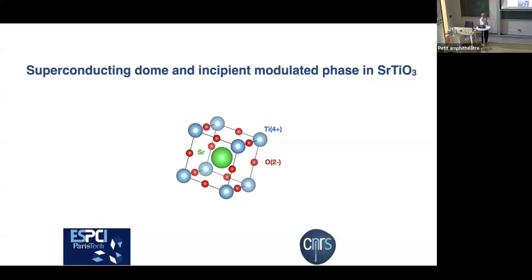But even though its structure is simple, it displays remarkable electronic and lattice properties that I want to show you today. Essentially, my presentation will introduce you to the superconducting dome of STO, and also the ground state of this system, which is an incipient modulated phase. So this is the plan of the presentation. This is work that I'm doing at ESPCI with Cameron for many years now.